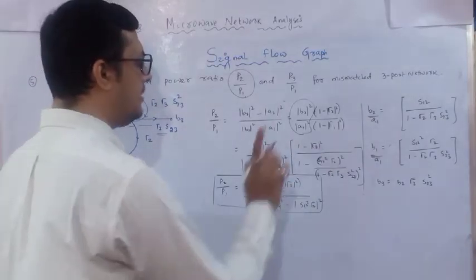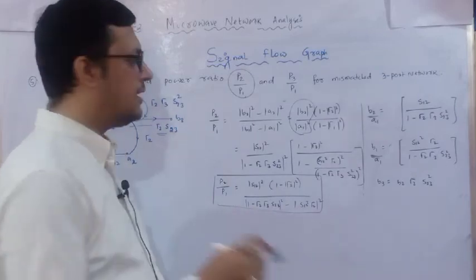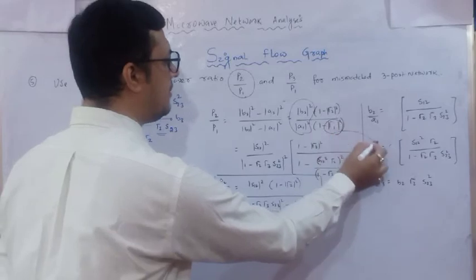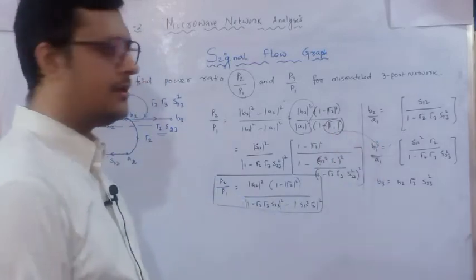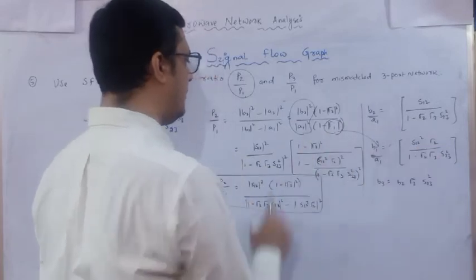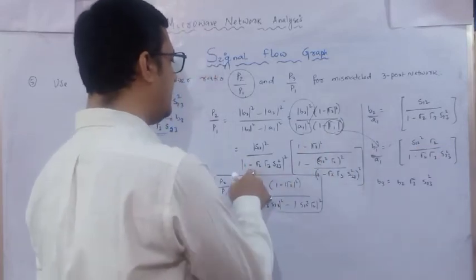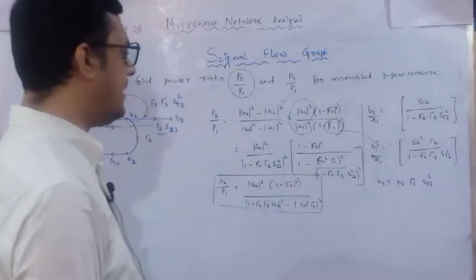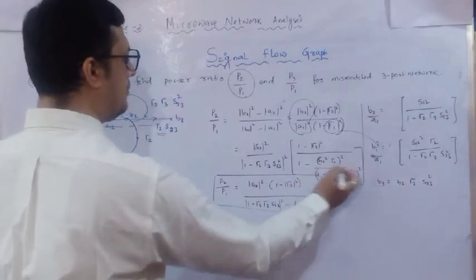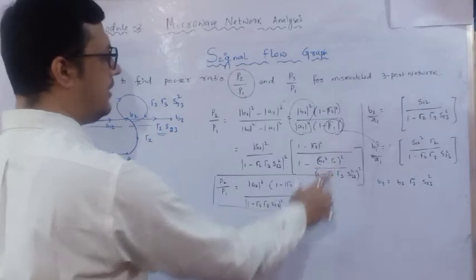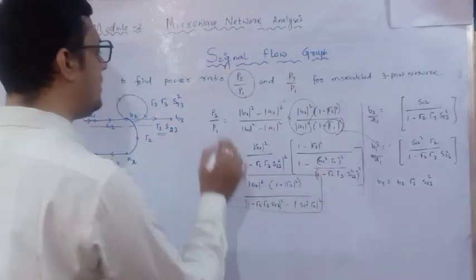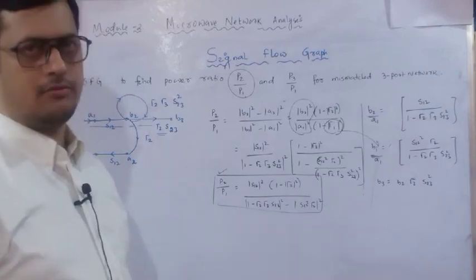Only we need to substitute this relation. 1 minus reflection coefficient 2 remains as it is. What I have done is only substitute this value with respect to this eta 1, that is B1 by A1. Substitute this whole value as a square term. Multiply it. This component will be cancelled out. We are left with 1 minus reflection coefficient 2 whole square minus S12 whole square into reflection coefficient 2 whole square. So this is the power relation with respect to port 2 and port 1.